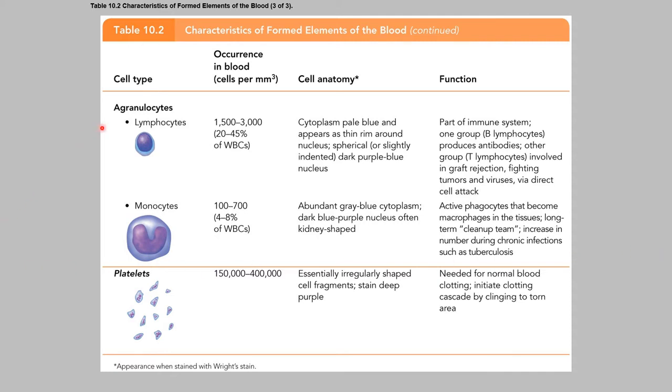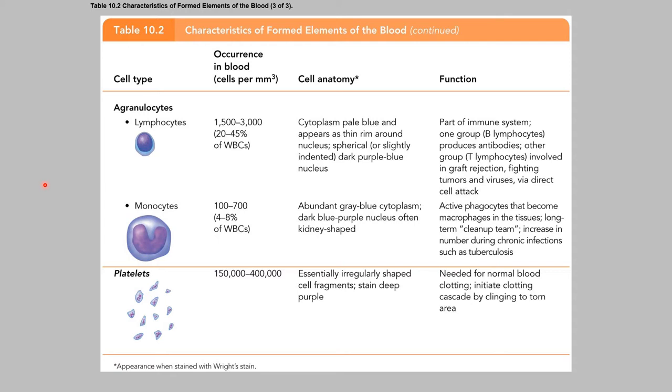The lymphocytes are one of the agranulocytes. When you stain them, remember the cytoplasm is not going to have those granules in it. The cytoplasm is going to look like a pale blue color, and you're going to have a very large, dark bluish-purple nucleus. It's essentially going to take up most of the cell.